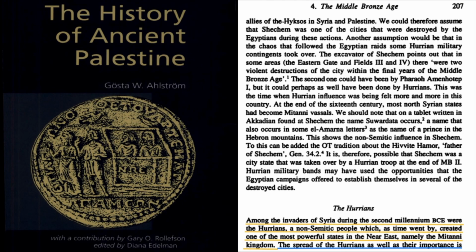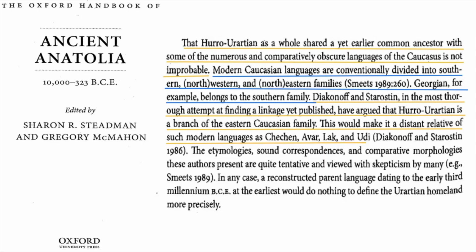In this book, The History of Ancient Palestine, it reads, among the invaders of Syria during the 2nd millennium BCE were the Hurrians, a non-Semitic people, which, as time went by, created one of the most powerful states in the Near East, namely the Mitanni Kingdom. So again, these Hurrians were a non-Semitic people who founded powerful kingdoms in the Near East. And it's believed that these Hurrians likely carried haplogroup J markers.